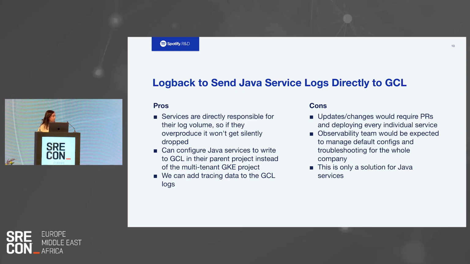And one cool thing was you'd be able to add tracing data. Right now, we don't really have a good way to add tracing data to the logs and link them. But a few of the cons were you would need to create PRs and redeploy every individual service to set this up. The observability team, which is my team, would have been expected to manage the default configurations and troubleshooting for the entire company, which is a lot of overhead for like 6 people generally.